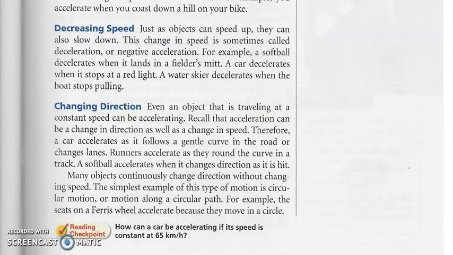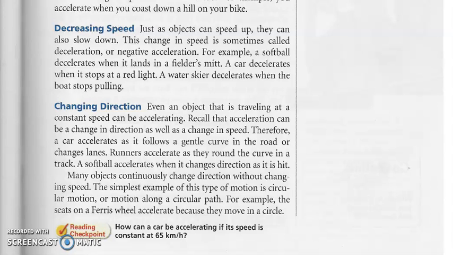Changing directions. Even an object that is traveling at a constant speed can be accelerating. Recall, the acceleration can be a change in direction as well as a change in speed. Therefore, a car accelerates as it follows a gentle curve in the road or changes lanes. Runners accelerate as they round the curve in a track. A softball accelerates when it changes directions as it is hit.